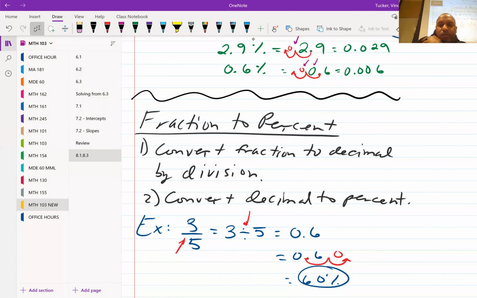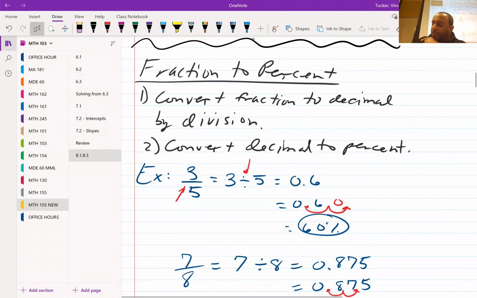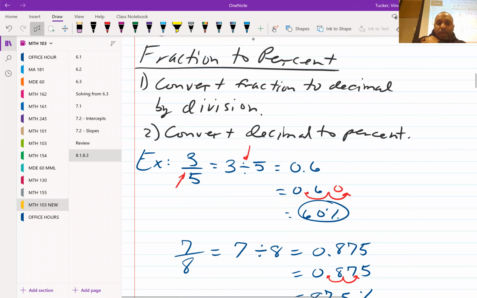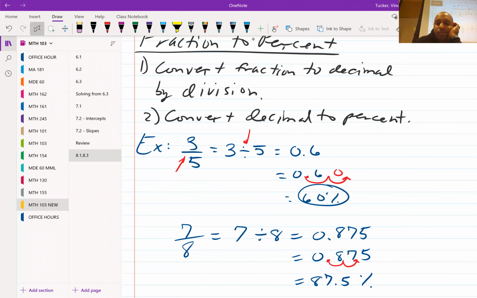All right, do one more like this. 7/8. 7 divided by 8 is 0.875. Move the decimal 2 places to the right, it's 87.5%.